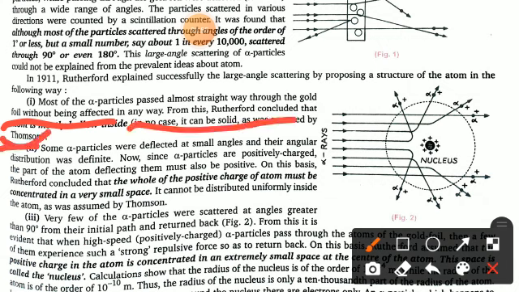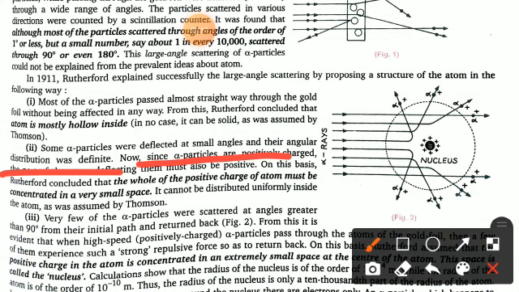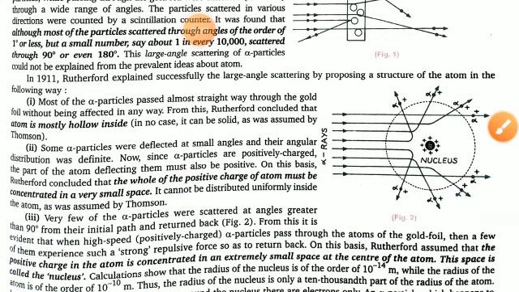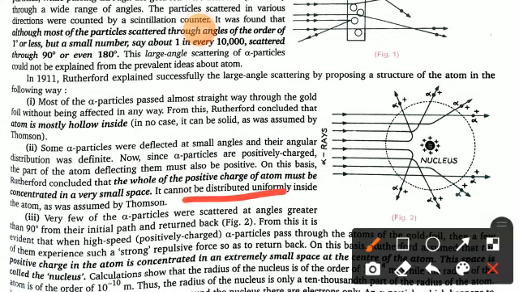Now the second one. Some of the alpha particles were deflected at small angles and their angular distribution was indefinite. Since alpha particles are positively charged, the part of the atom deflecting them must also be positive. On this basis, Rutherford concluded that the whole of the positive charge of the atom must be concentrated in a very small space, and cannot be distributed uniformly inside the atom as assumed by Thomson.